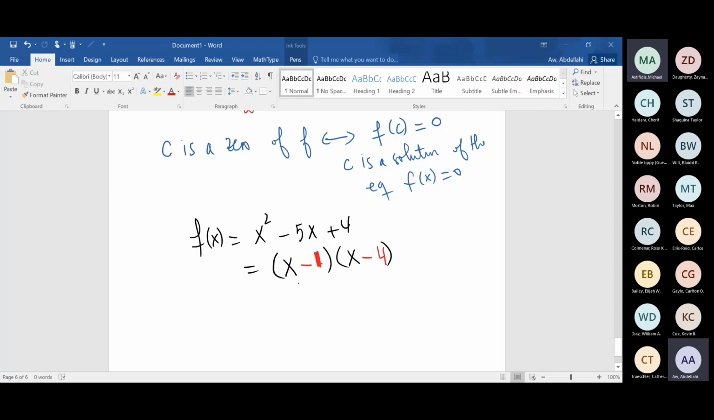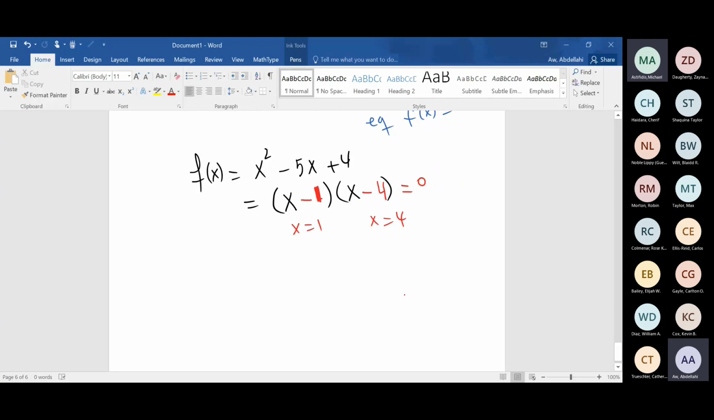Every time a number is a 0, then x minus that number will be a factor. You see? 1 is a 0, x minus 1 is a factor. What's going to be the other 0 then? What number is going to be the other 0? 4, right? When you set this equal to 0, what are the two solutions? x equals 1 and x equals 4. The zeros are 1 and 4.